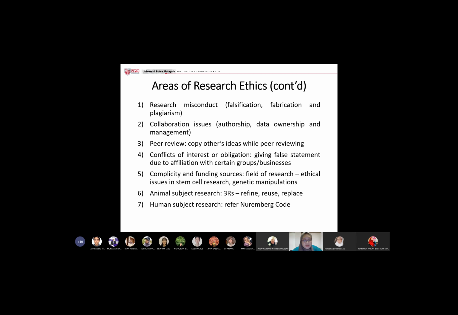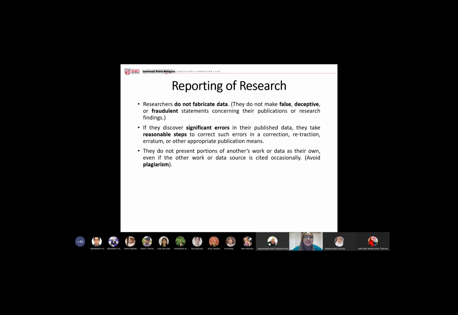And lastly, human subject research. There is a code related to this, the Nuremberg Code, if you are interested. But it's good. The next one is just to highlight something that is directly applicable to you guys.